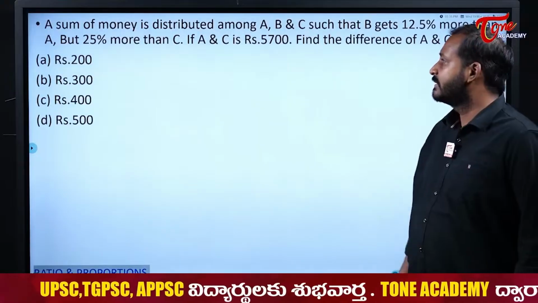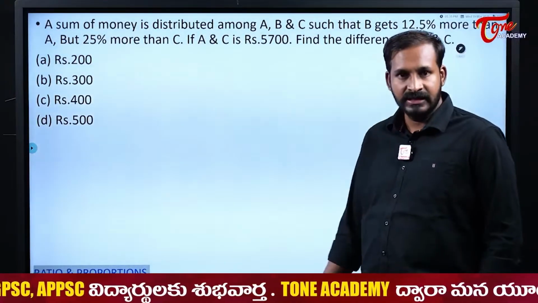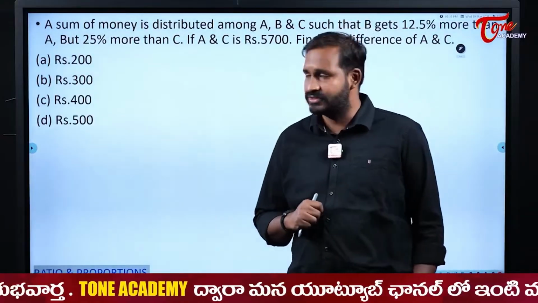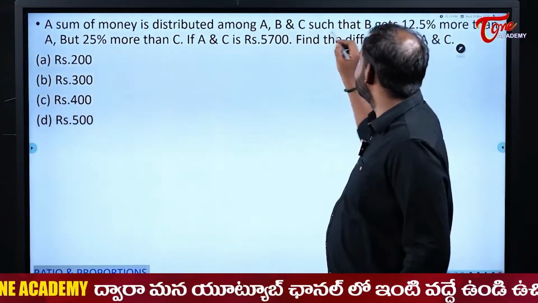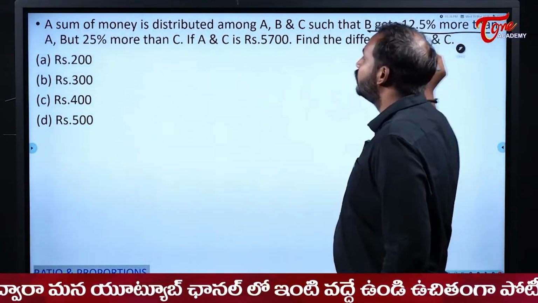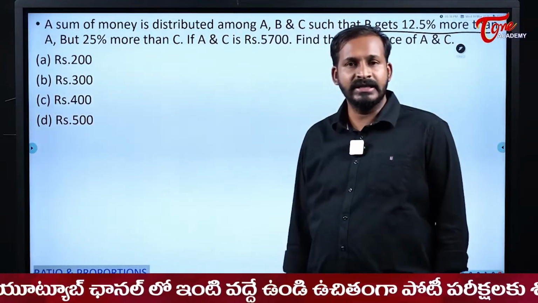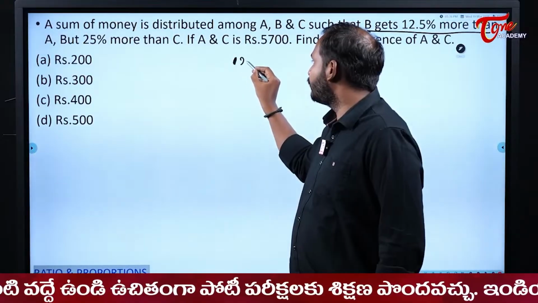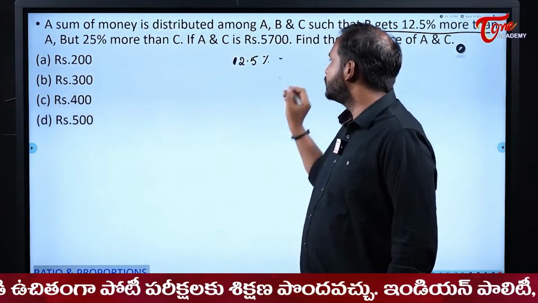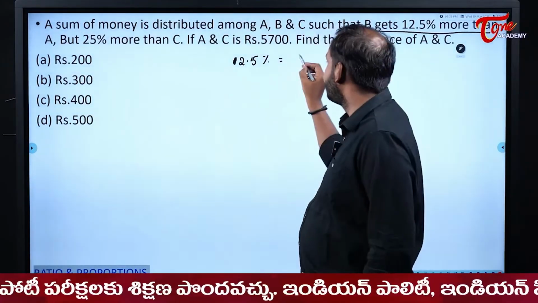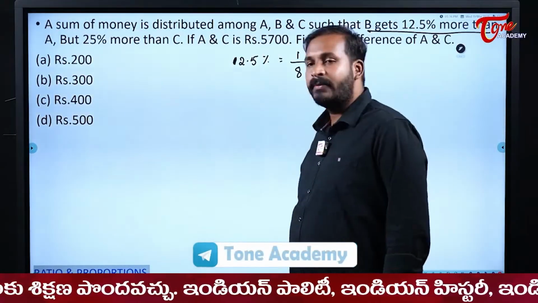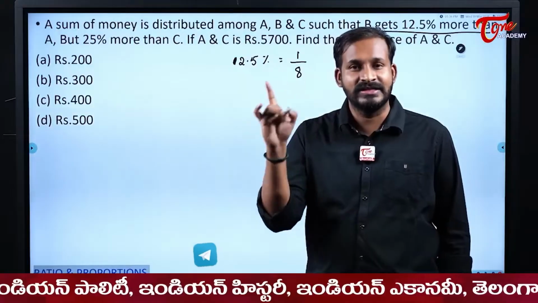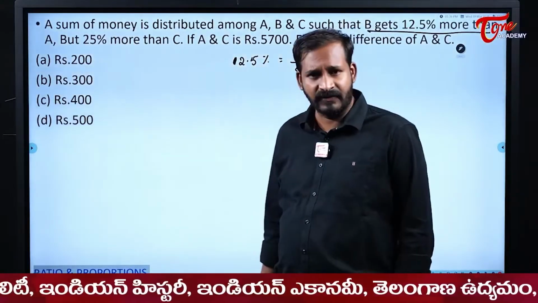Now see here students. Here they have given us the relations. We will take the help of joining of ratios. Sir, how can we apply the joining of ratios concept to this one? Please observe here. B gets 12.5% more than A, right? So that means, please observe here, 12.5% is equal to what? 1 by 8. While discussing profit and loss and percentage, we came across these types of things.